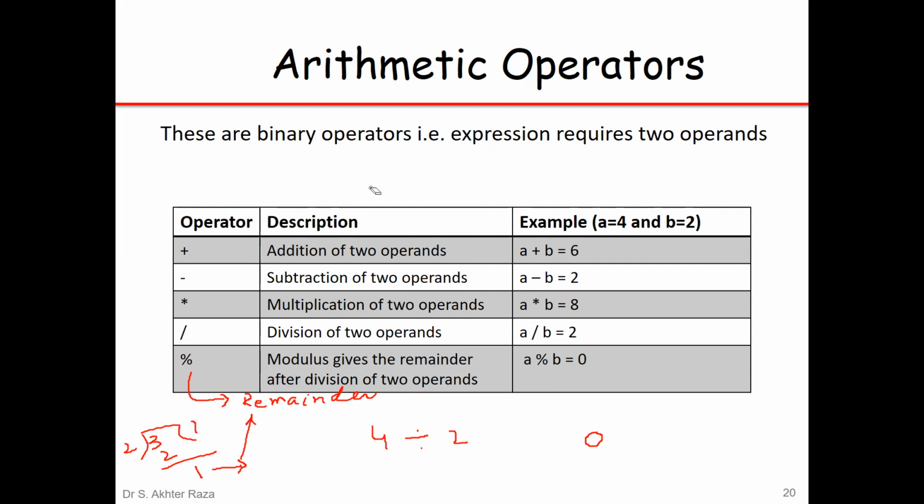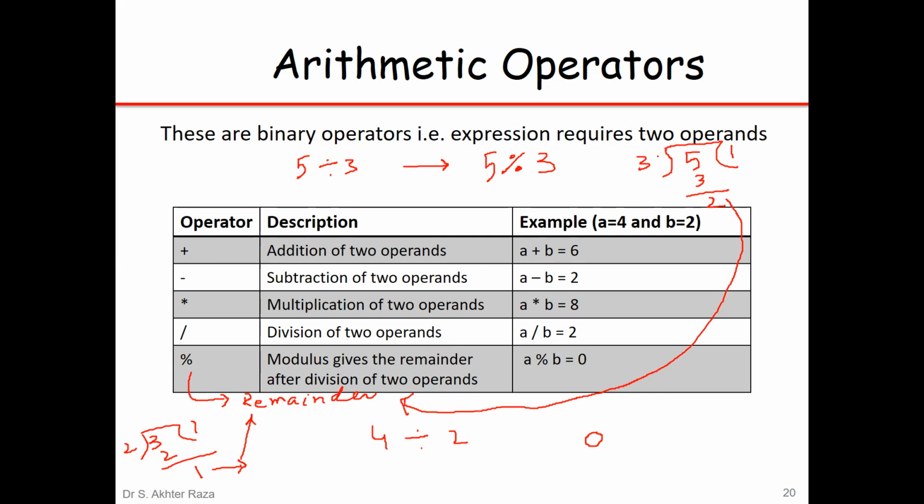Suppose I am going to give one more example for the remainder operator. Suppose I want to divide 5 by 3. 5 by 3 will be written in this language as 5 % 3. 5 % 3 means 5 will be divided by 3. 3 ones are 3, and the remainder is 2. The answer of this command will be 2, because when we divide 5 by 3, the remainder will be 2.